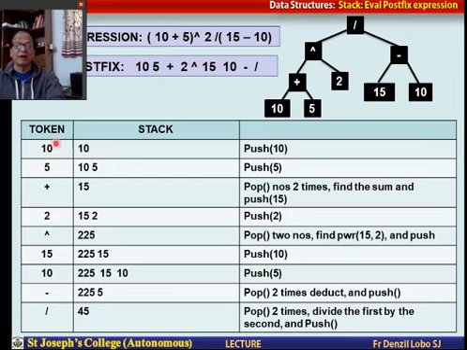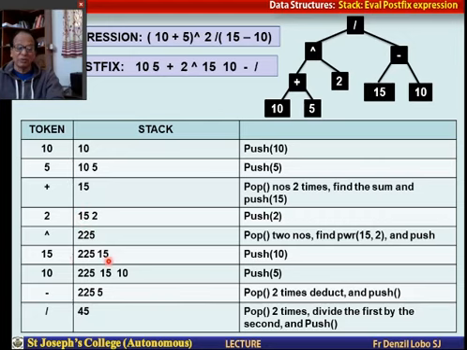So first number is 10, therefore push it onto the stack. Next number is 5, push it onto the stack. Then I get operator. You pop these two numbers, add them and push the number onto the stack. Then you get 2, push it onto the stack. Then you get next operator. That means there's a power, 15 raised to the power 2. So do that and push it onto the stack.